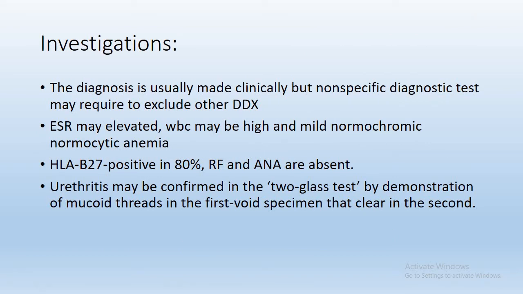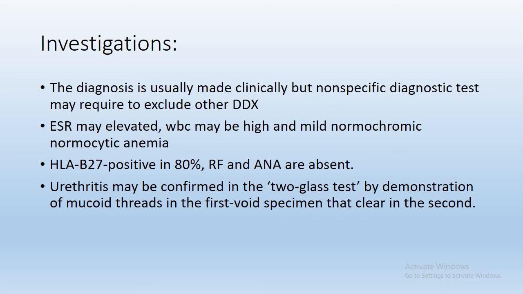Investigation. The diagnosis is usually made clinically, but non-specific diagnostic tests may be required to exclude other diagnoses. To diagnose reactive arthritis, I must have rheumatoid factor negative, ANA negative, anti-CCP negative. And if I have HLA B27 positive, this will support the diagnosis. ESR may be elevated, white blood cells may be high, and mild normochromic, normocytic anemia we will see. HLA B27 is positive in 80% of the cases. Rheumatoid factor and ANA should be absent.